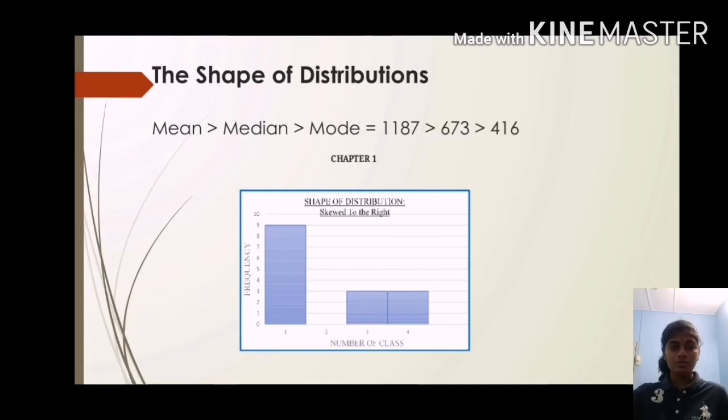And finally is the shape of distribution. Populations with the same mean and standard deviation can still have distributions with very different shapes. And the graph is as shown on the slide.